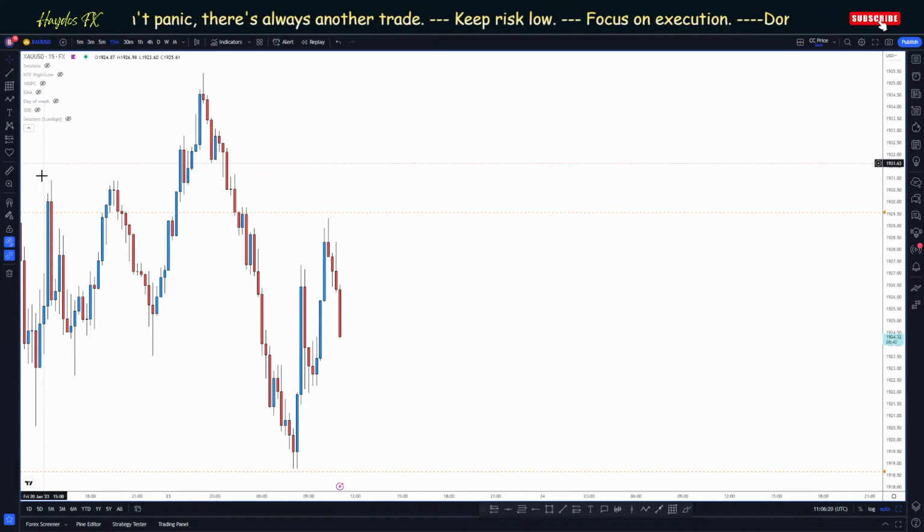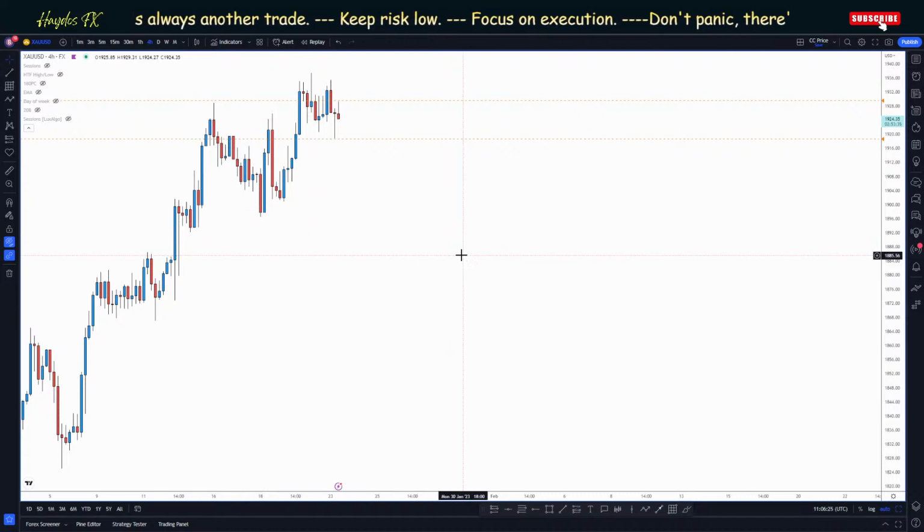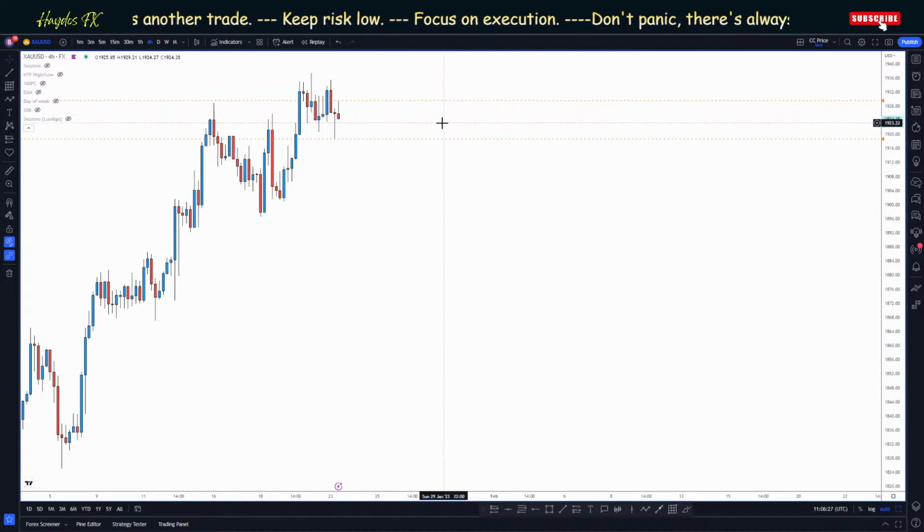So it's got H4 resistance here. Oh, sorry. Let me get back. So if it pushes through, which is the Asian low, yeah?